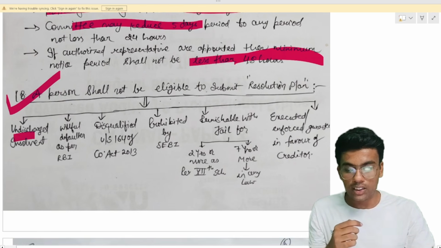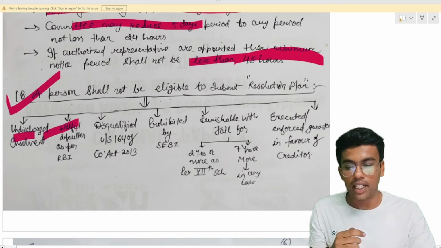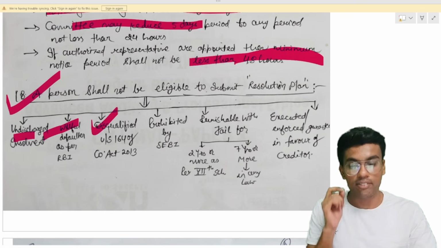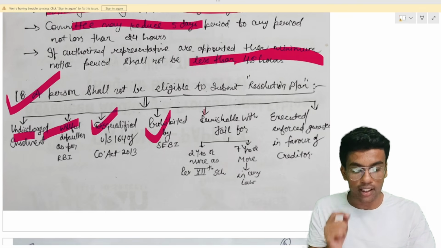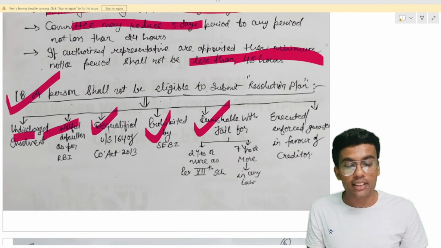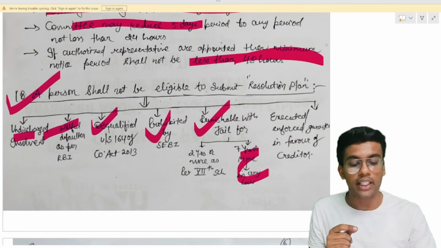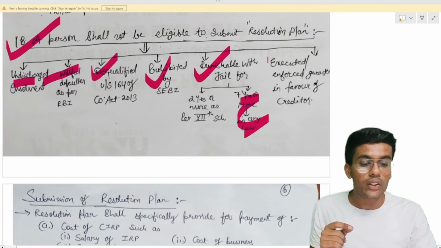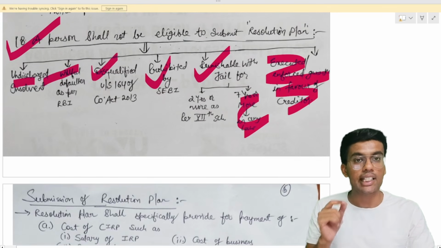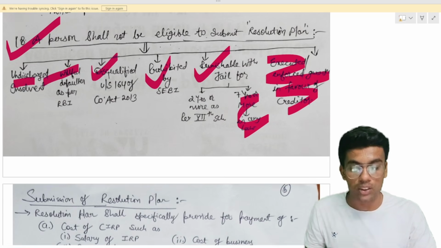Who is an undischarged insolvent? Who is a willful defaulter as per RBI? Who is disqualified under section 164? Who is prohibited by SEBI? Who is punishable with jail for a period of 2 years or more as per 12th schedule, or 7 years or more in any other law, or who executed or enforced any guarantee in favor of creditors. Such persons are not entitled to submit a resolution plan.